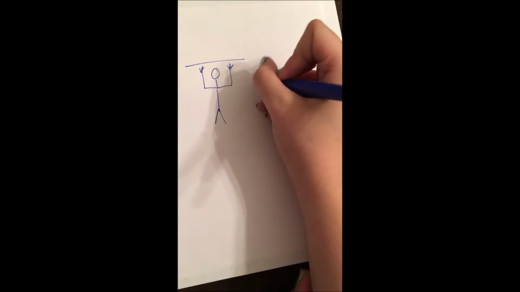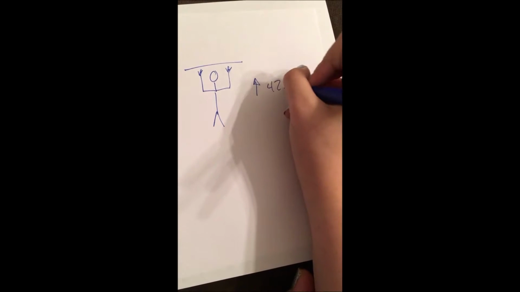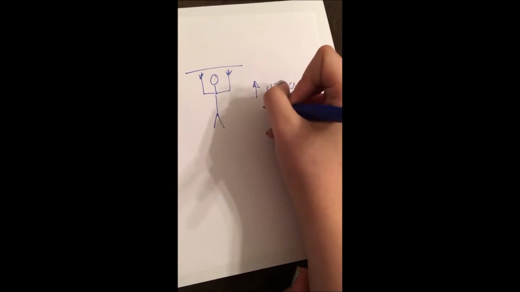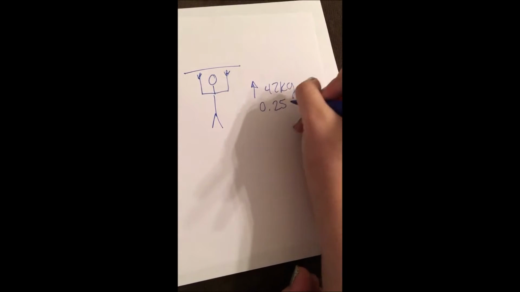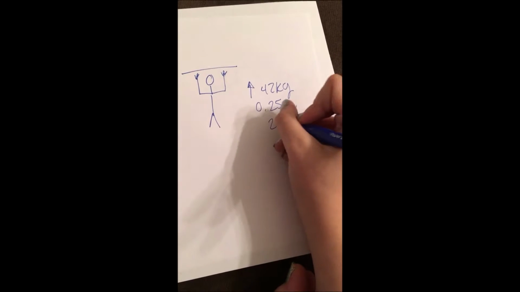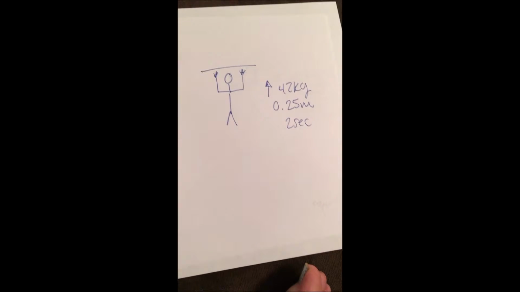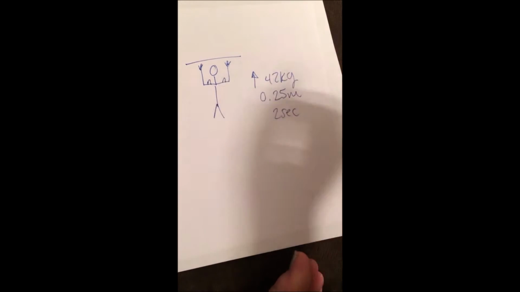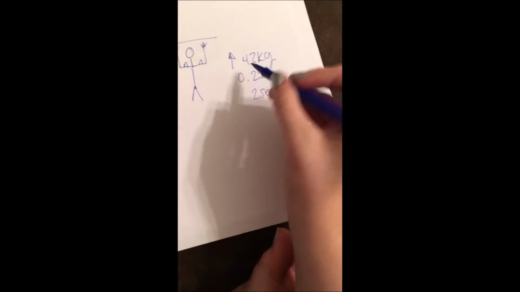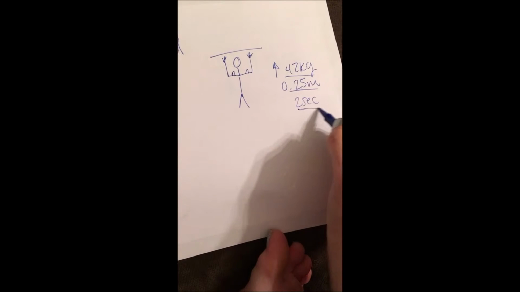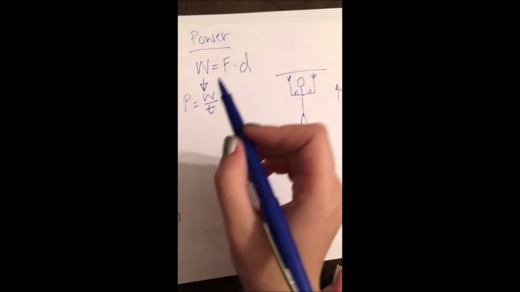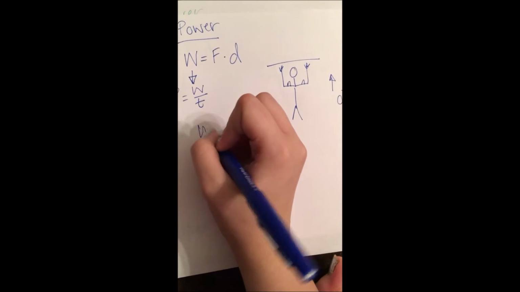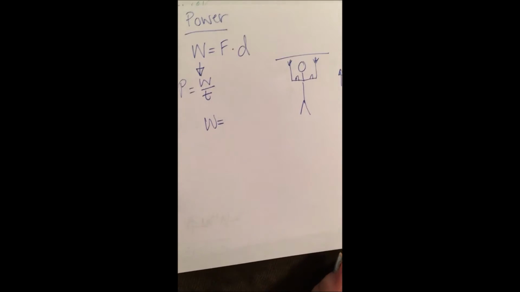If they are raising their weight, which is 42 kilograms, to 0.25 meters in 2 seconds, what is their power delivered by the student's biceps? We need to plug these values into our formulas. We first need to solve for work, which is force times distance.